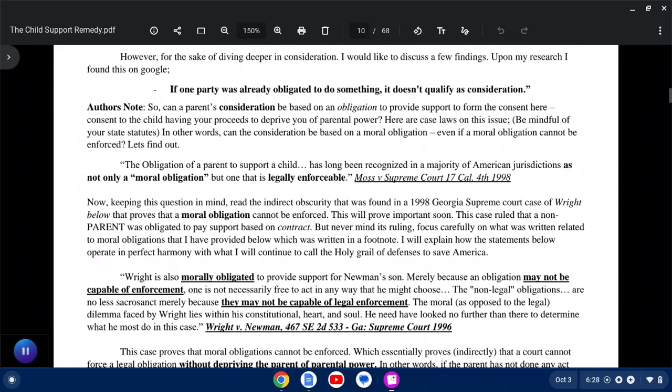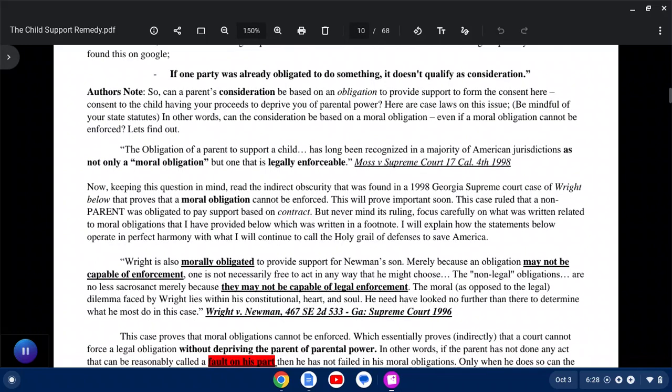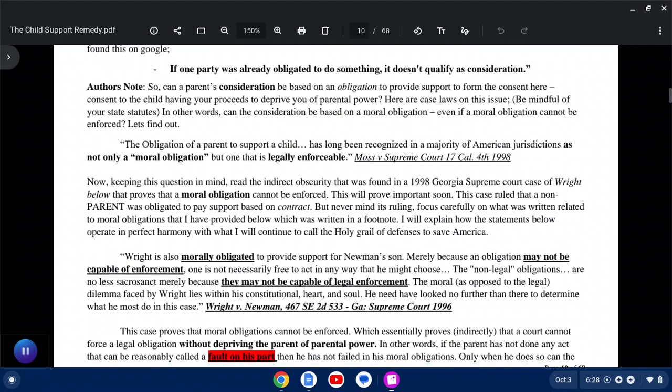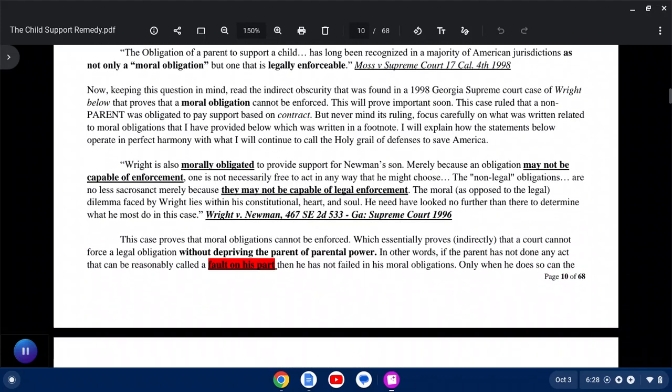In other words, can the consideration be based on moral obligation? Even if a moral obligation cannot be enforced, let's find out. The obligation of a parent to support a child has long been recognized in a majority of American jurisprudence as not only a moral obligation, but one that is legally enforceable. I hate using that word legally.